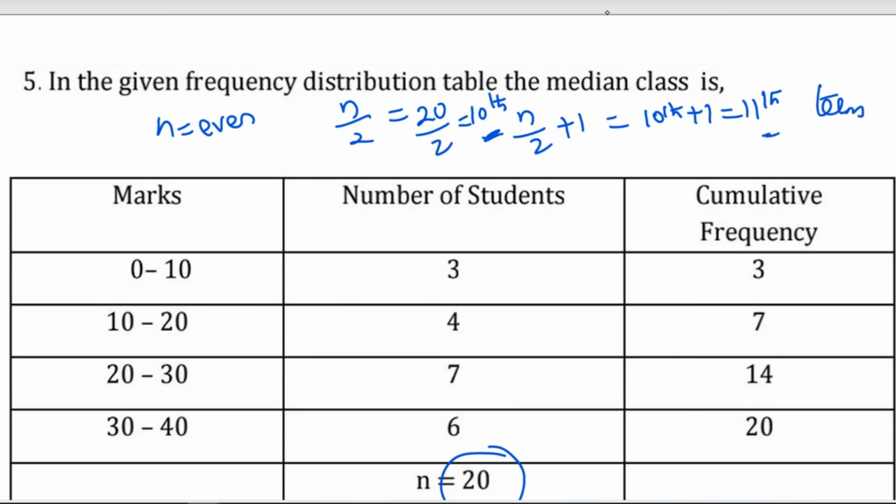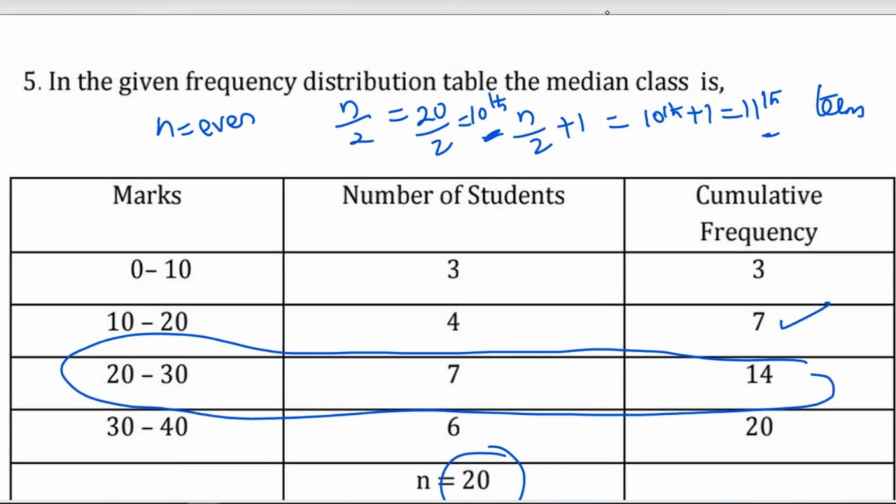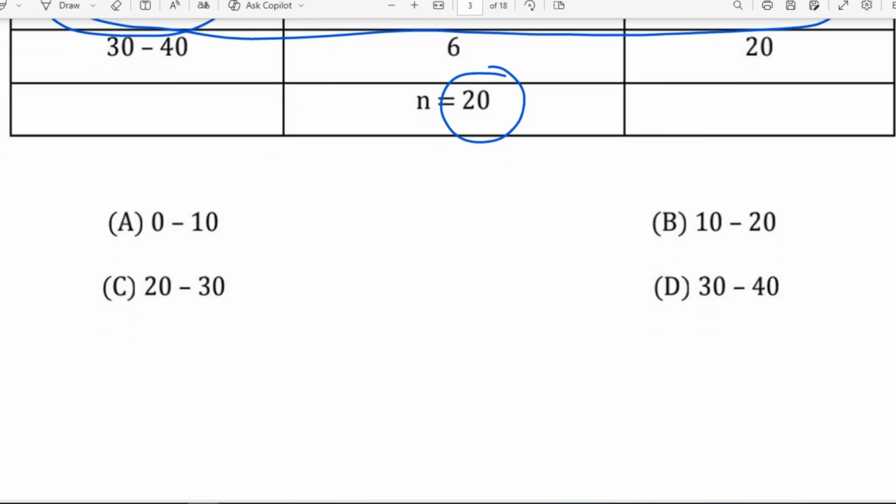So the 10th term and the 11th term. In which observation do both the 10th and 11th terms lie? We can see that till 7 it is in this line, then after 7 it comes in the next line. Circle the line where observations 10 and 11 lie. It lies in the third line. Now, what is the class interval? The median class will be 20 to 30. So the median class is 20 to 30. That is your option C. Then, moving with the next question you have.